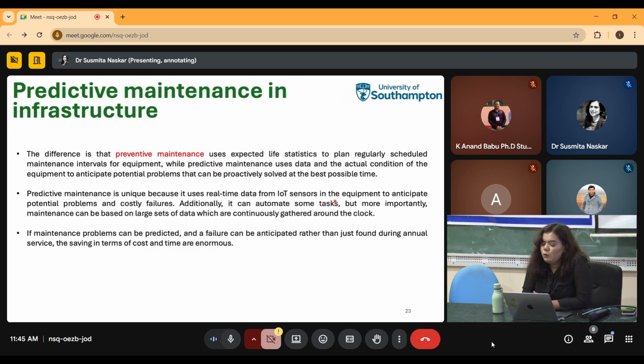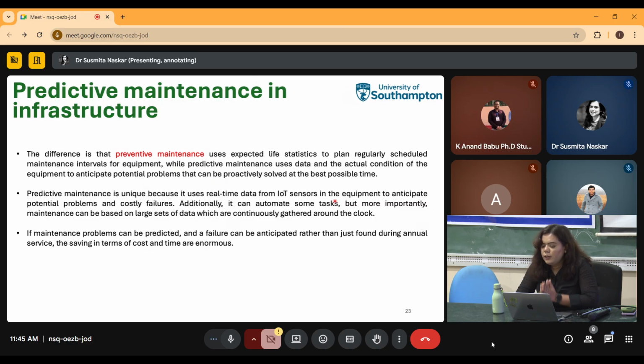Now let's look into how predictive maintenance differs from preventive maintenance and why it is so important when we talk about valuable infrastructure. So generally, preventive maintenance relies on expected life statistics, right, to plan regular maintenance intervals. For example, a part might be serviced every 6 months or every 1 year, regardless of its actual condition. Okay. Whereas predictive maintenance uses real-time data and the actual condition of the equipment to anticipate failures before they occur.